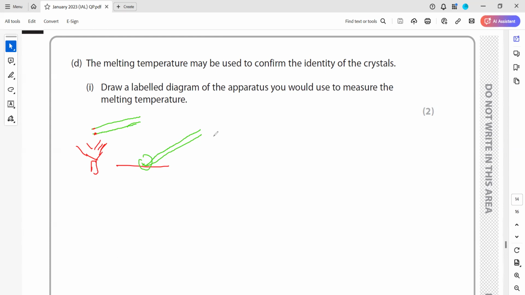Then we add into this tube the solid whose melting point we want to determine. So we add the solid now. Then we take a container. Usually the melting point apparatus looks like this.